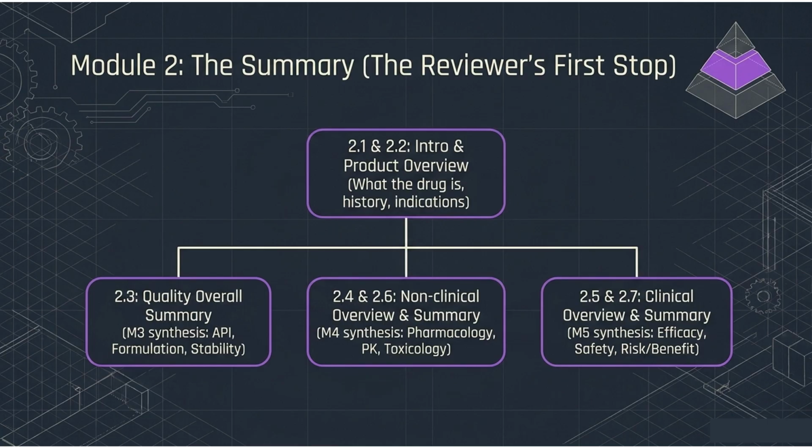Slide 7. Module 2, the summary. Module 2 is the reviewer's first stop. It begins with sections 2.1 and 2.2, which provide an introduction and product overview, essentially explaining what the drug is, its history, and its indications. This is followed by the Quality Overall Summary, 2.3, the Non-Clinical Overview and Summary, 2.4 and 2.6, and the Clinical Overview and Summary, 2.5 and 2.7. It perfectly synthesizes the data from modules 3, 4, and 5.